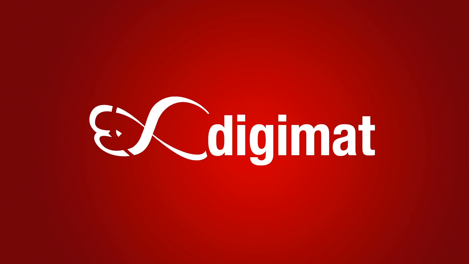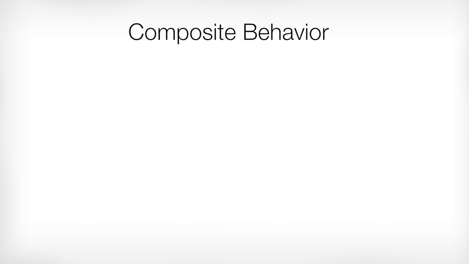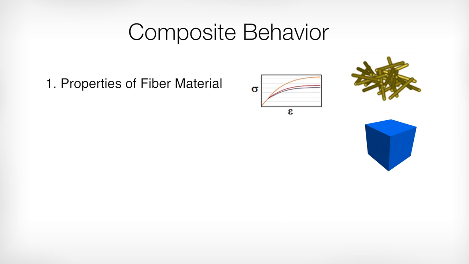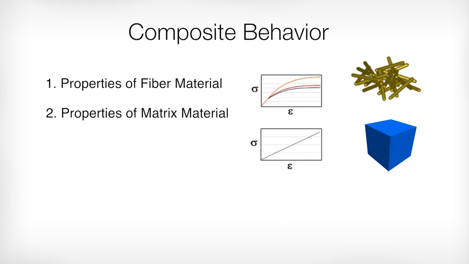Parts manufactured with composite materials are typically comprised of a fiber material and a matrix material. Thus, the strength of the part is dependent on the following factors: the property of the fiber material, the property of the matrix material, and the size and shape of the fibers, such as their thickness and length.